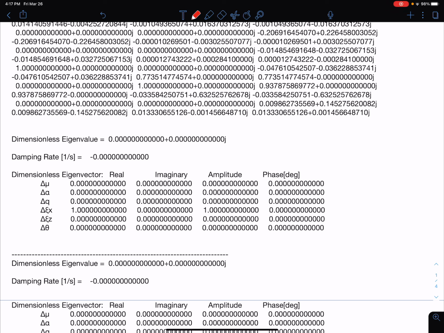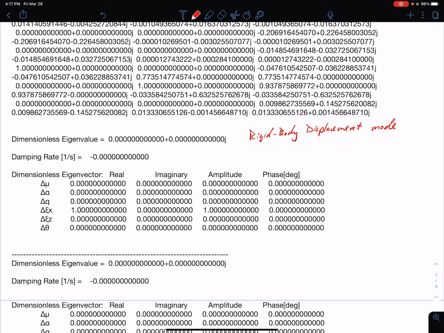Let me just write that down. This is a rigid body displacement mode. That basically means that there was one of my independent variables where the dynamics of the system don't depend on the actual value for that variable.